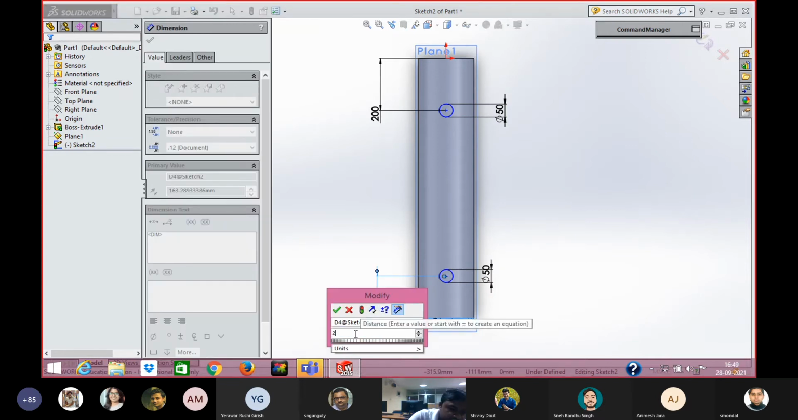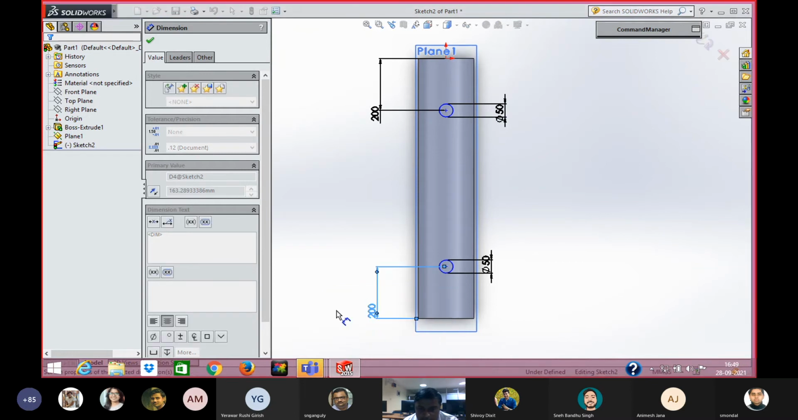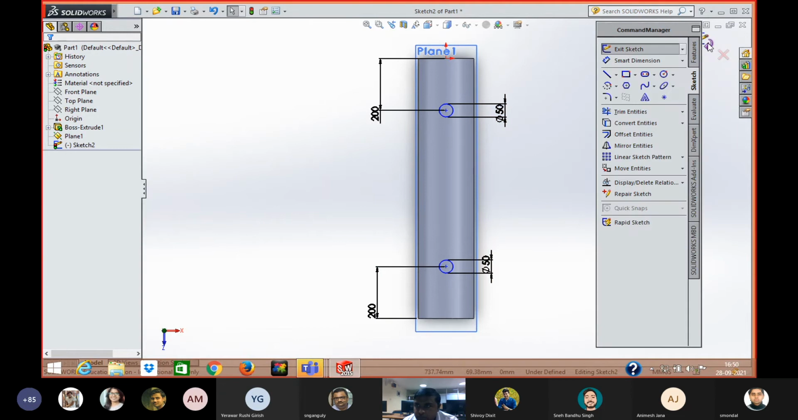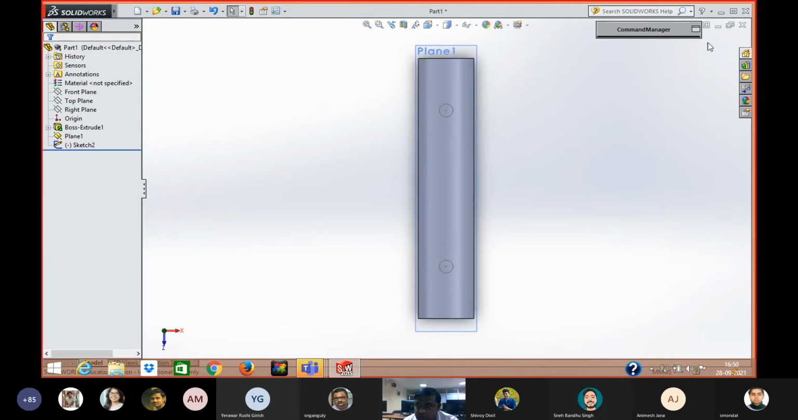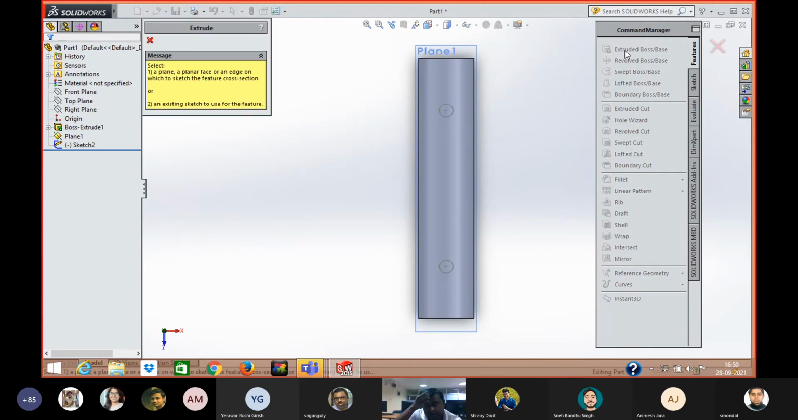Also you can modify that; it is 200 mm. So you have created two circular sections 200 mm apart from the edge of these cells, or the cylinder. Okay. Now left the cage and go to the features and extrude the boss.